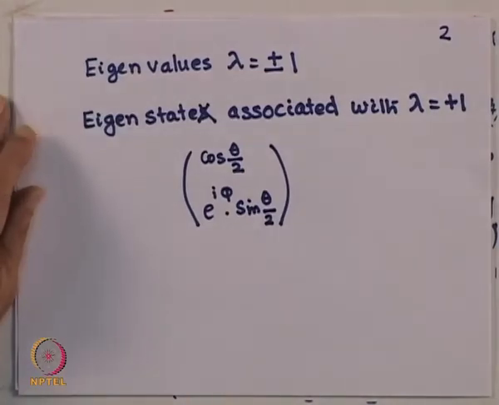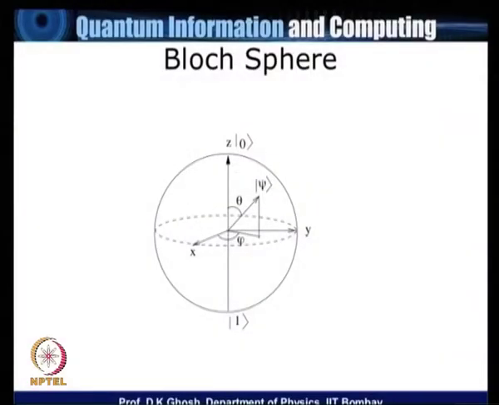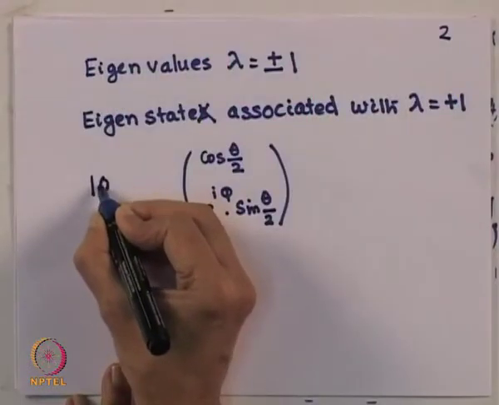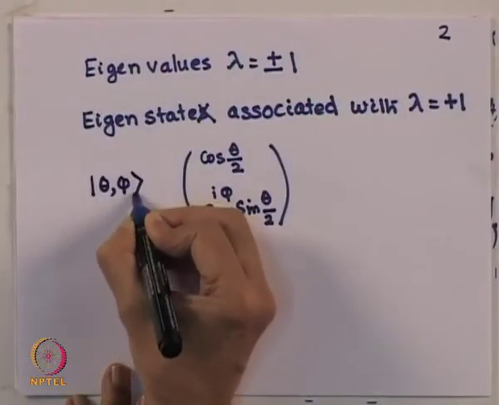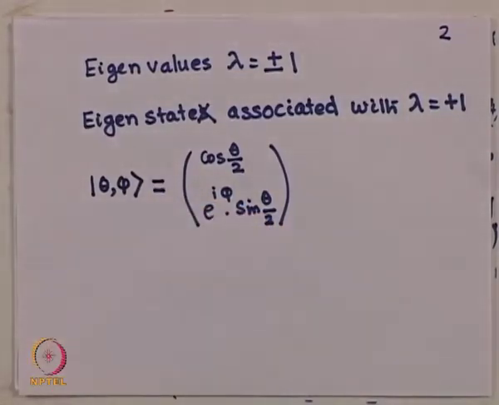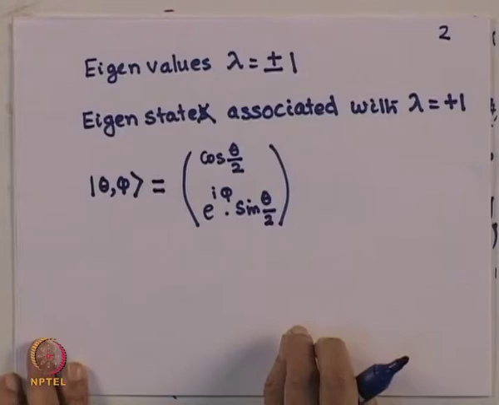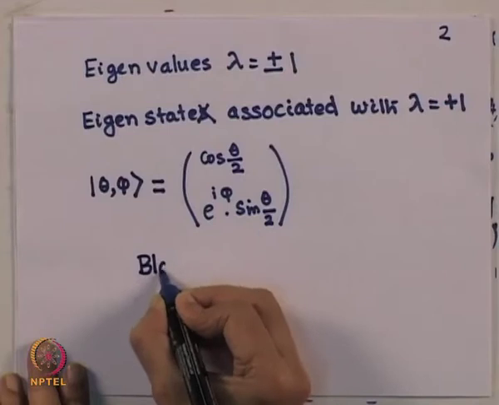If you look at the slide here now, see what I have done is this. I now take this state which I wrote down, that is the column vector cos theta by 2 and e to the power i phi sine theta by 2. So, this is my state which I will write as state theta phi. The pictorial representation that I am talking about is known as a Bloch sphere representation.